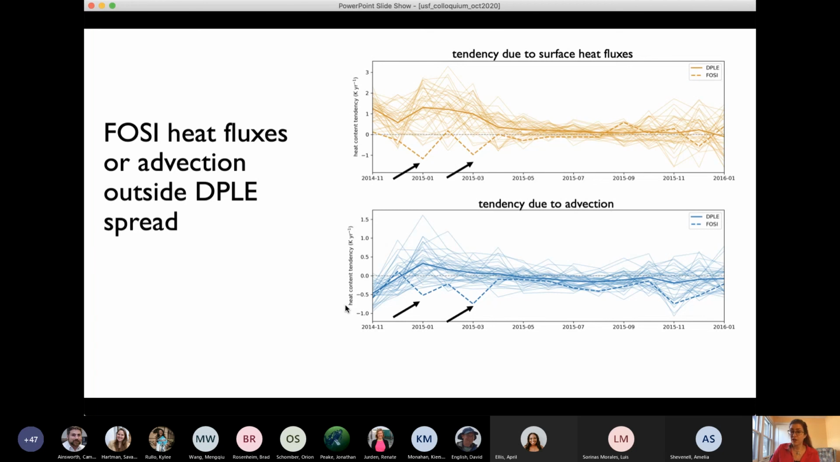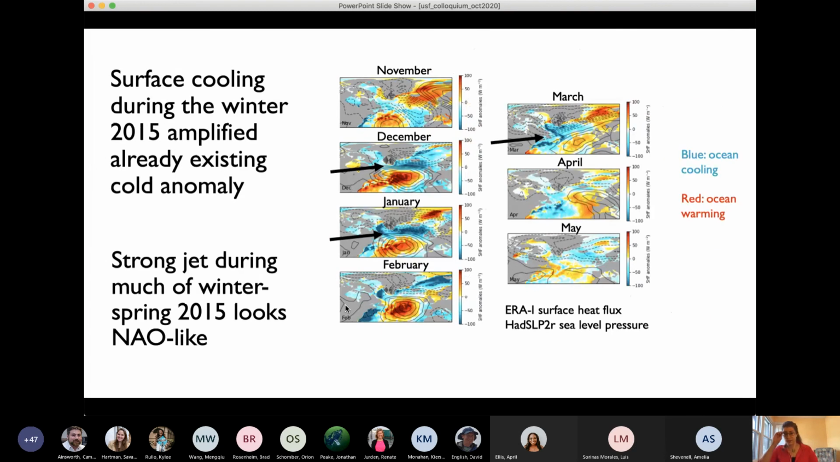So you're not getting ocean cooling due to both surface heat fluxes and ocean advection in those time periods. Because these are both monthly spikes, this points towards something in the atmosphere. Surface heat fluxes certainly sound like something in the atmosphere, and the ocean advection in this case is probably some sort of Ekman-related process, a wind-driven heat tendency. So let's take a look at the atmosphere.